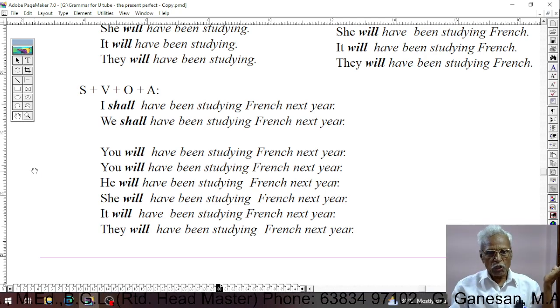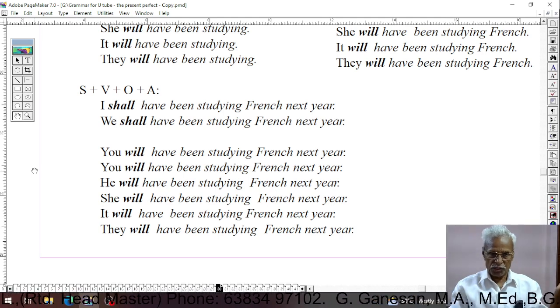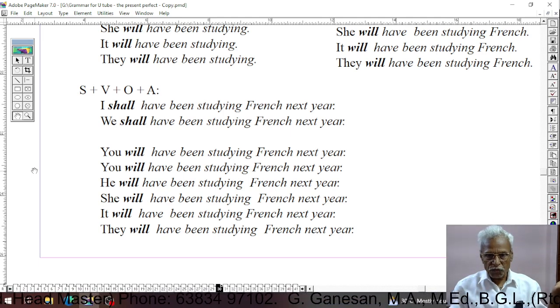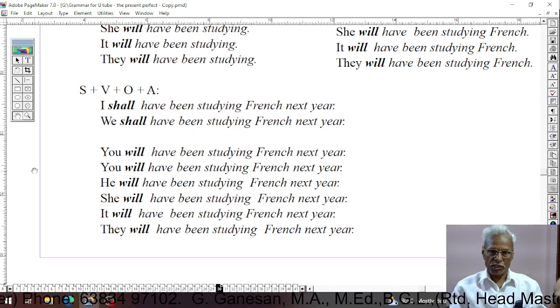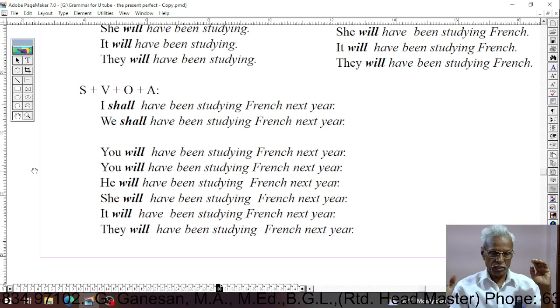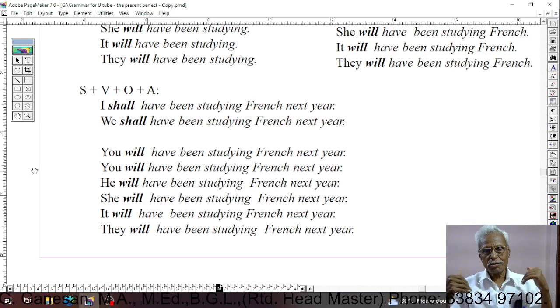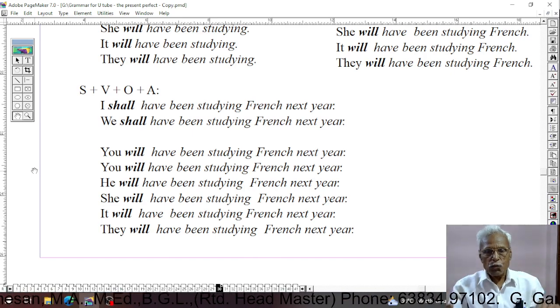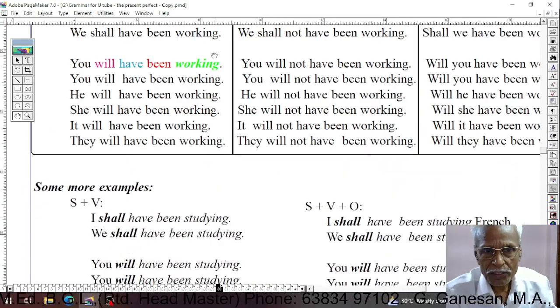Similarly, we shall have been studying French next year. You will have been studying French next year. He will have been studying French next year. It will have been studying French next year. They will have been studying French next year. Thus we have seen the future perfect continuous tense.